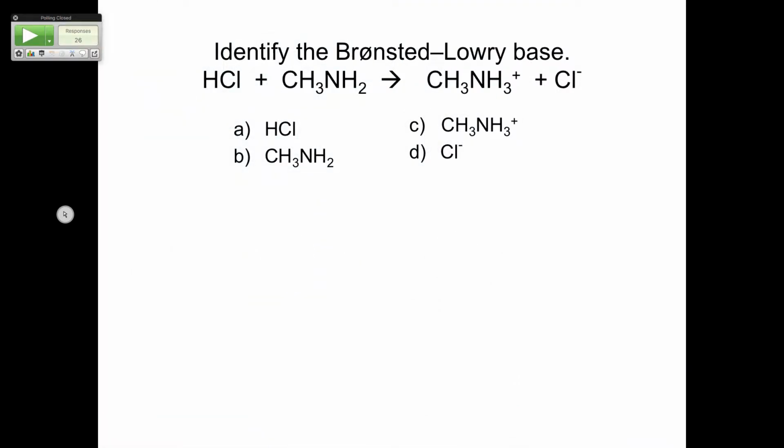Identify the Brønsted-Lowry base. Maybe I was supposed to pull that one out and I didn't. And you'll see in these questions, I didn't put the double arrows at all. I just put the one arrow.